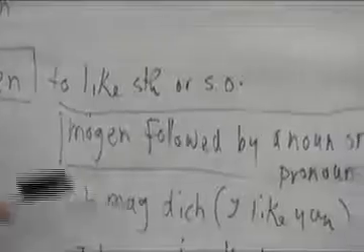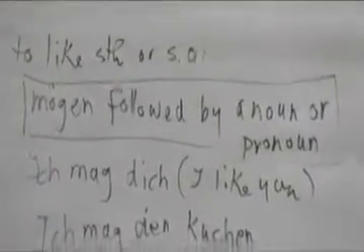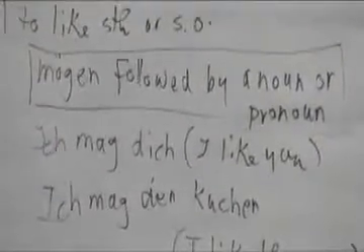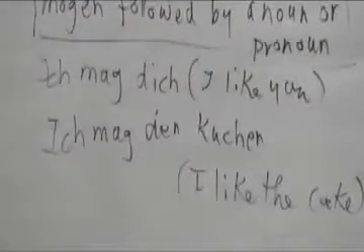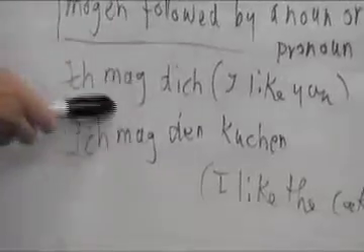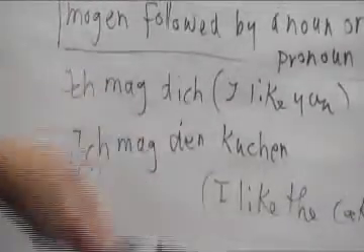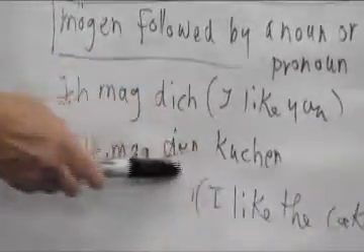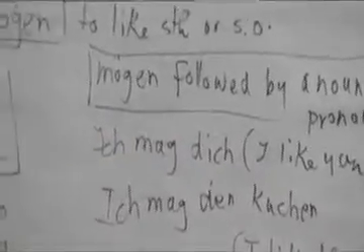So you can say, ich mag dich. Dich is a pronoun and it means I like you. Or you can say, ich mag den Kuchen. I like the cake. So you see a form of mögen followed by a pronoun, and here it's followed by a noun. And don't get the two mixed up because you can get into embarrassing situations.